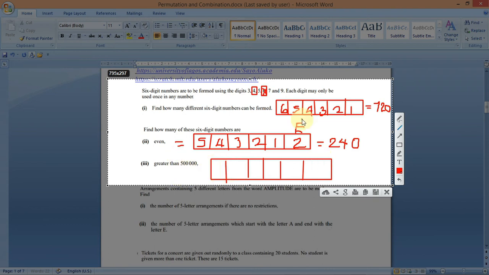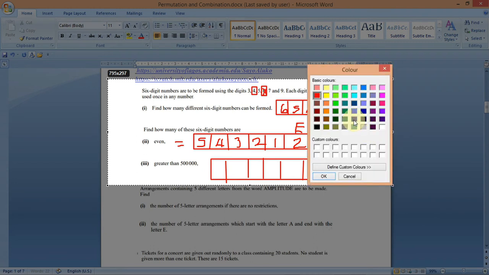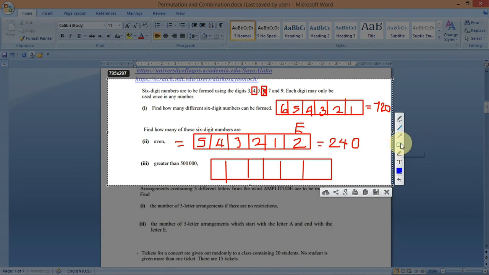So how many digits can start for the number to be greater than 500,000? Let me put that in blue. 9 can start, 7 can start, 6 can start, and 5 can start. So I have how many? 1, 2, 3, 4. So any of these 4 numbers can start. So 4 starts, and that's why I put it at the beginning of the box.